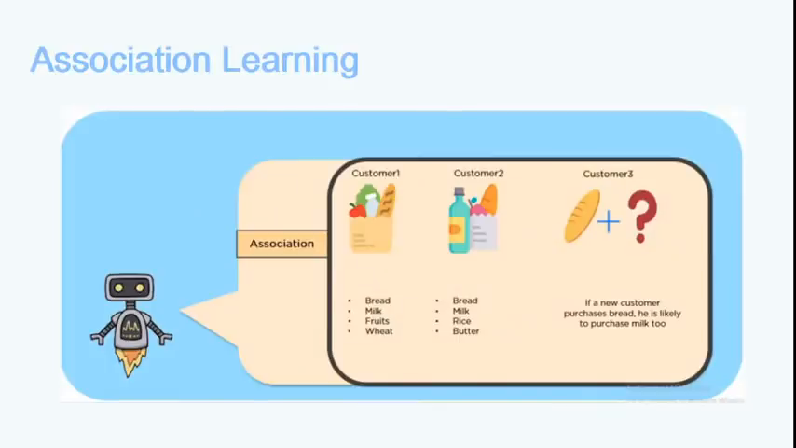But association is totally different. For example, you can see the example here in the slide. Customer one is buying some bread and milk.